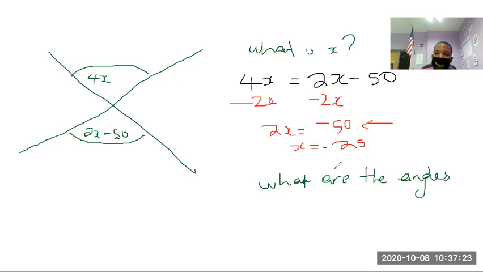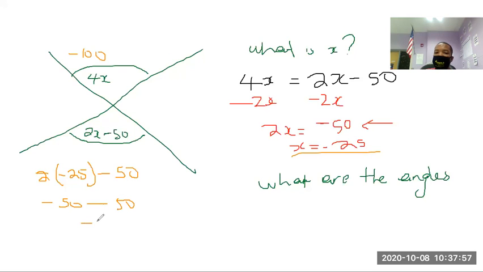It asks me what the angles are, so I just take my x value and put it into my equations. So this right here is negative 100, because 4 times negative 25 is negative 100. And then I take my negative 25 and put it where x is. So it's 2 times negative 25 minus 50. All I did was take my x and put negative 25 there. So this is negative 50 minus 50, which is negative 100. And this makes sense because my vertical angles should equal each other.